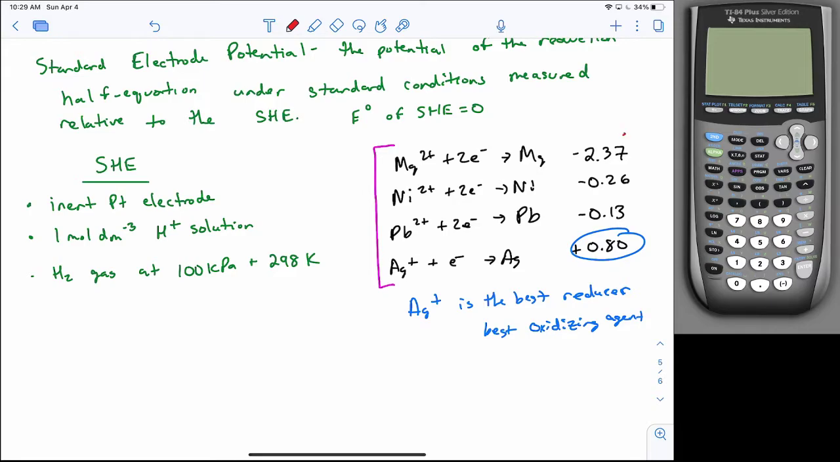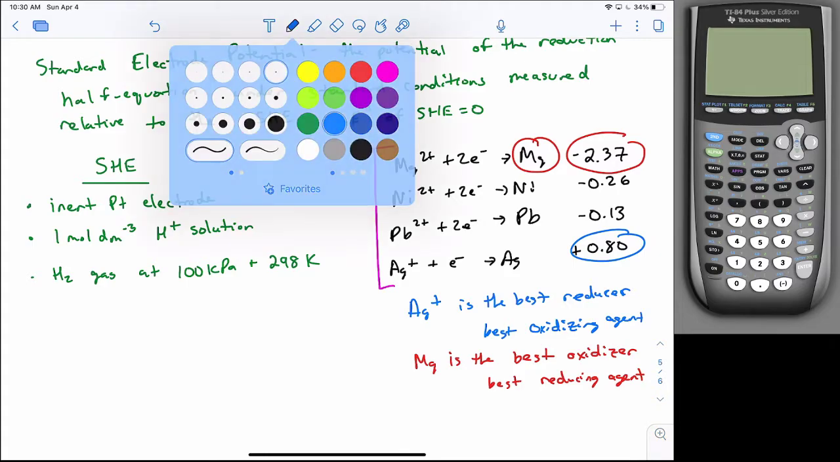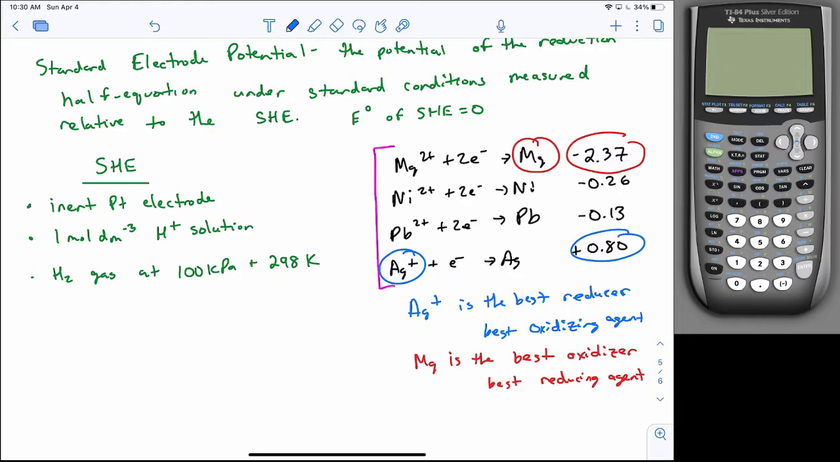Now, along that same vein, because this is the most negative one, it's the worst in the context of your reactions, so it ends up being the best oxidizer. But you have to be really careful because the species that's actually oxidizing is Mg, because you'd have to flip this reaction around. And so Mg is the best oxidizer, not Mg2+, because Mg2+ can't oxidize anymore. So you have to write it in terms of that. So Mg is the best oxidizer, and therefore the best reducing agent. So keep that in mind, that everything's about context and what's actually reducing and what's actually oxidizing here.